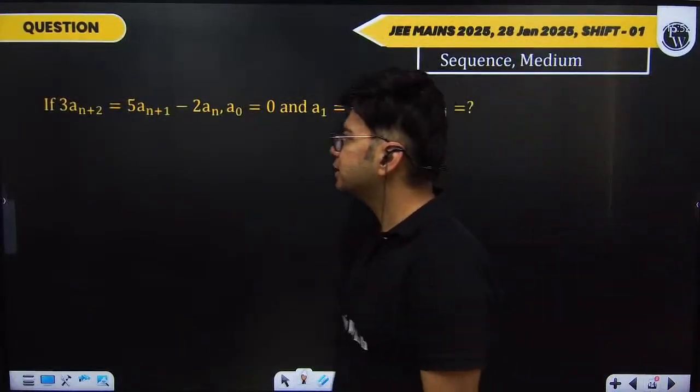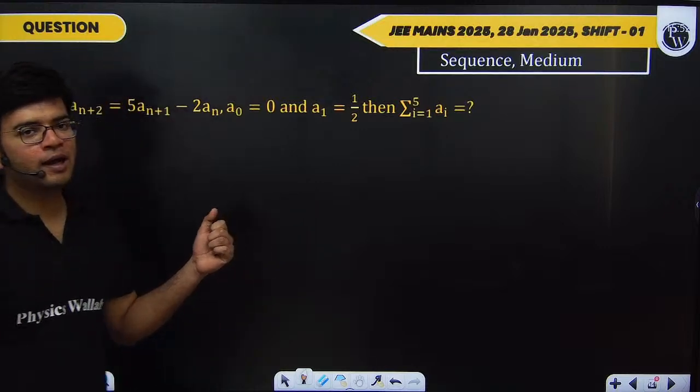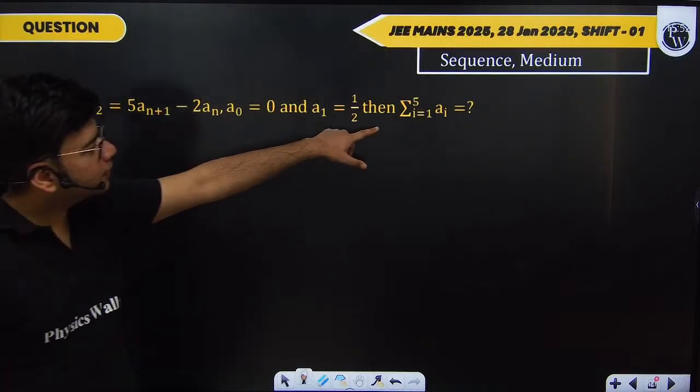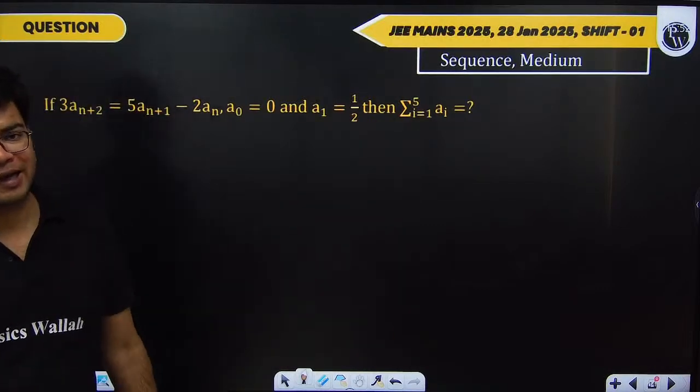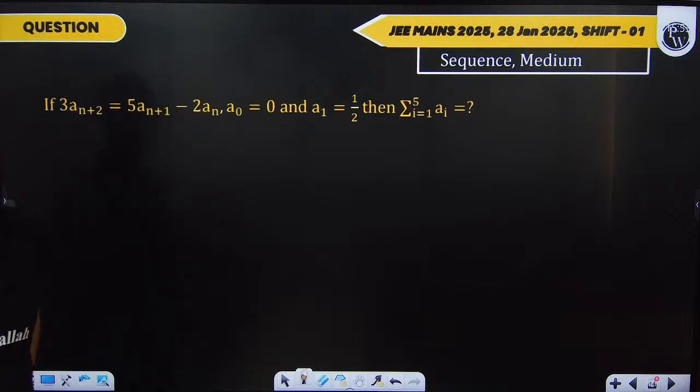Moving on to the next question. This is a question of sequence and series. You have done these types of questions before. Here a0 is given, a1 is given. One method is to find a2, a3, a4 by simply substituting. Since the summation is only from i equal to 1 to 5, you can find all the values of a0, a1, a2, a3 and simply add them. That is your first method.